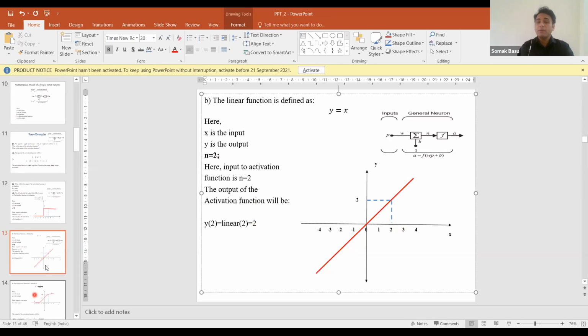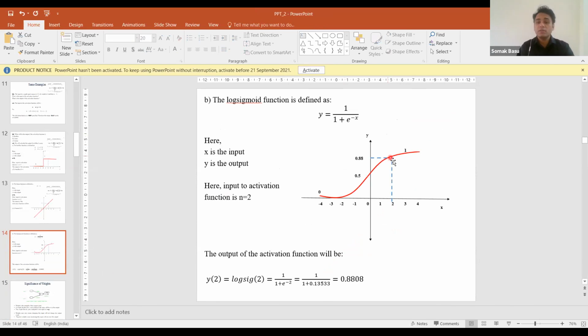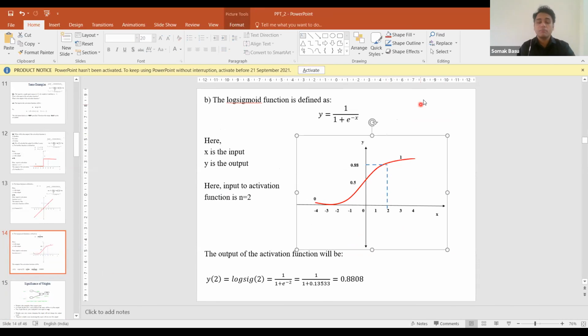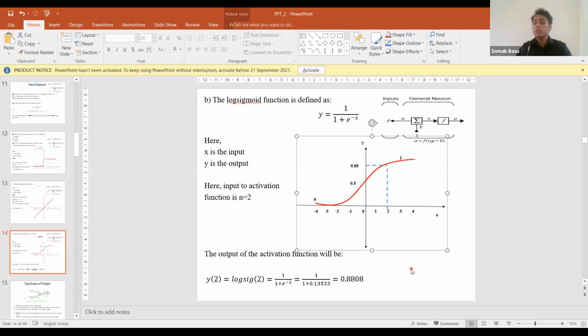The third example is a little more interesting. This is the log sigmoid function. I don't know whether you have come across this log sigmoid function earlier or not. So this is an interesting concept. I know it is getting a little mathematical over here, but I think it's very easy to follow. It's nothing complex, right?